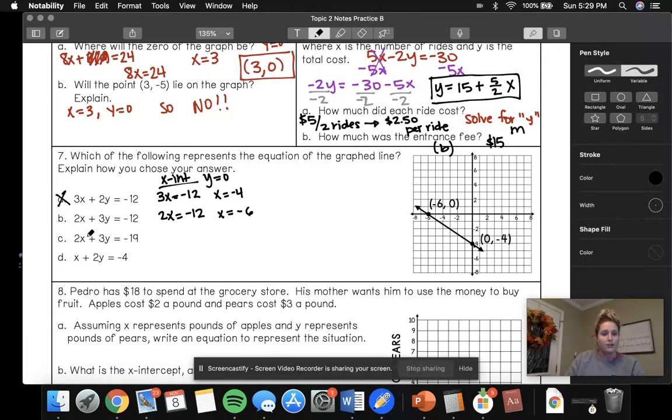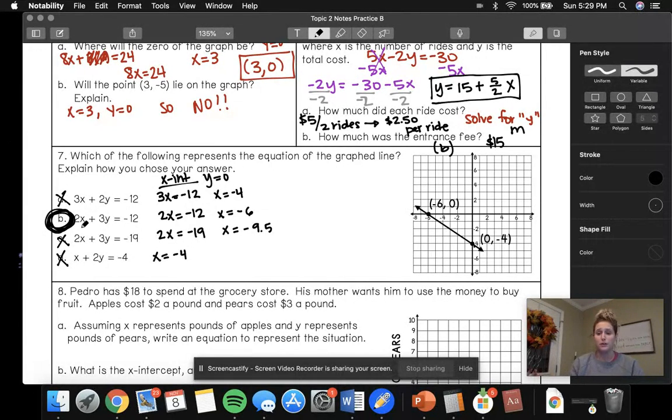B, okay? For the third one, this is again x-intercept when y equals 0. 3 times 0 is 0. So we have 2x equaling -19, and we get x equals -9.5. So I know it cannot be C just by finding the x-intercepts. All right, last one. X-intercept when y equals 0. 2 times 0 is 0. And we're just left with x equaling -4. So again, it cannot be D because we need an x-intercept of -6. Okay, so it has to be B.